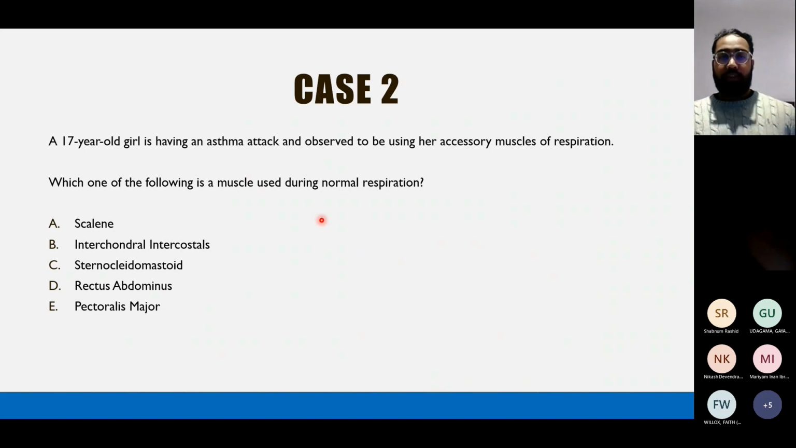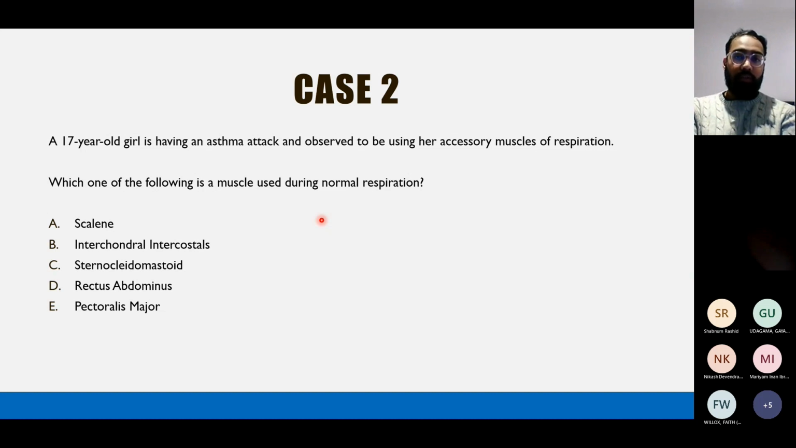Case number 2, a 17-year-old girl is having an asthma attack and she is using her accessory muscles of respiration. Which of the following is a muscle used during normal respiration? It's one of those question styles where the stem is sort of relevant, but the question they're asking is completely the opposite to what the stem is on about. That's why it's always important to read the actual question which they're asking.